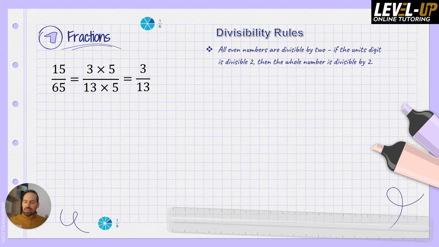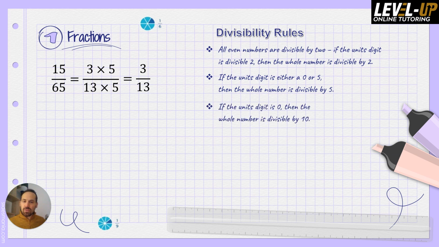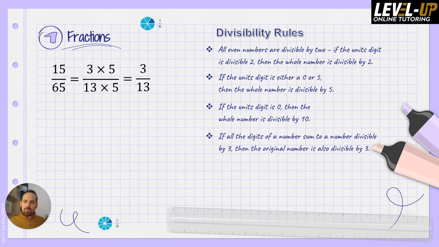Now, to look for those common factors, we have various divisibility laws we can use. Some of them you might be familiar with, others not. To see if a number is divisible by 2, you need to see if it's even, whether that last digit is divisible by 2. If the last digit is 0 or 5, it means the number is going to be divisible by 5. If the units digit, that last digit, is a 0, then the number is going to be divisible by 10. So those ones I imagine you're quite familiar with.